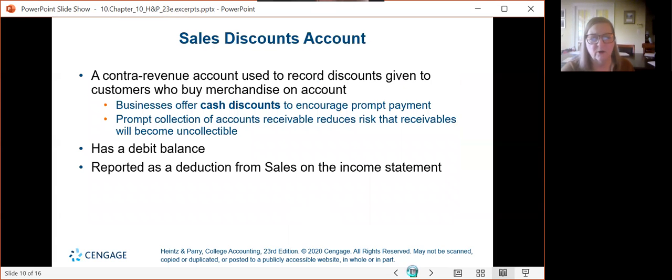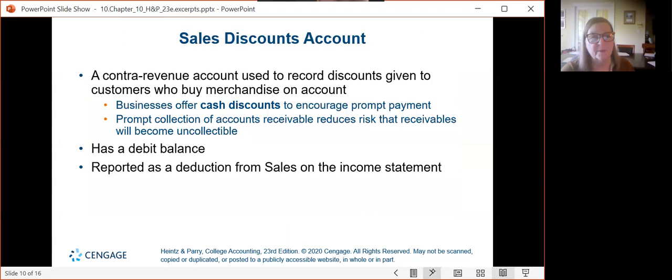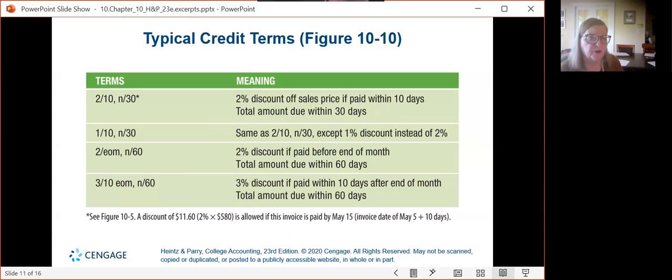210 net 30. I was trying to make it bigger, but it doesn't want to cooperate. So 210 net 30 just is telling you 210 is one possibility of what might happen. 210 means you can get a 2% discount if you pay within 10 days of this invoice. So that's part of the terms.